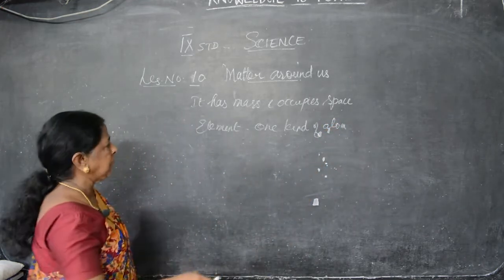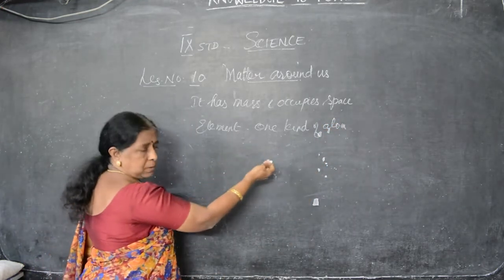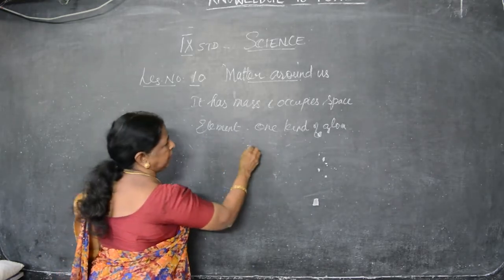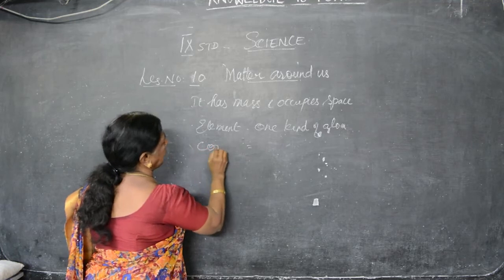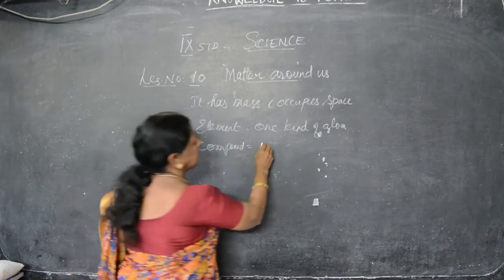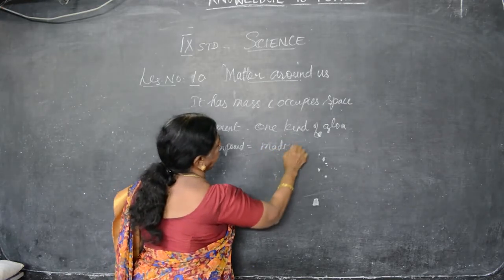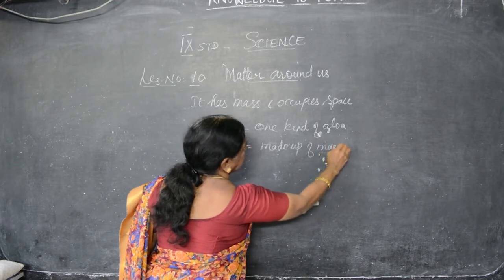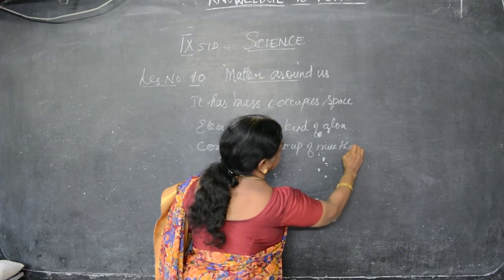Now the same thing, when two or three elements, two or three kinds of atoms, are combining together, that is known as what? Compound. It is made up of more than one kind, maybe two, like that.